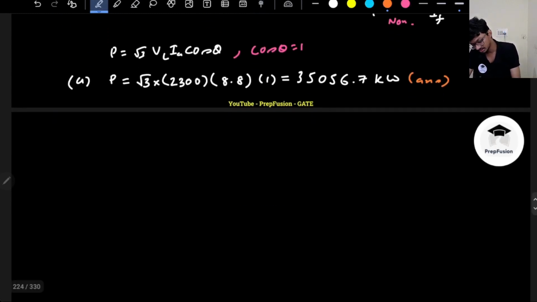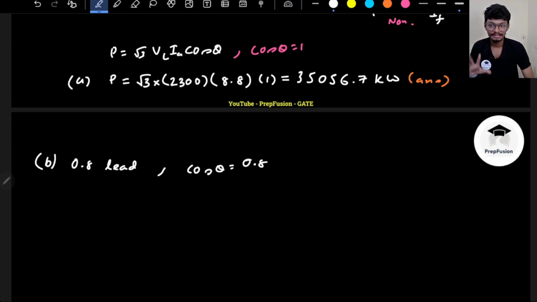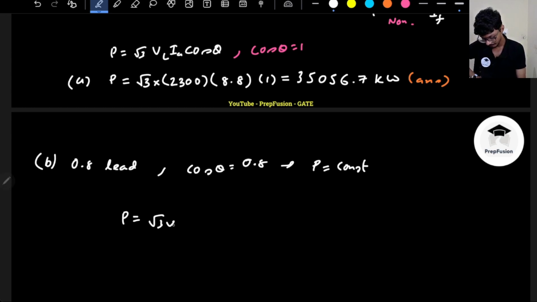Now if the system is operating at 0.8 leading power factor, that means my cos theta is 0.8. One thing I know is that it is still delivering power to the pump. The pump will still consume power, so active power will be constant. If I am changing the excitation, the cos theta will change, but active power will be constant. So what is my active power? It equals root 3 into VL into IA cos theta.